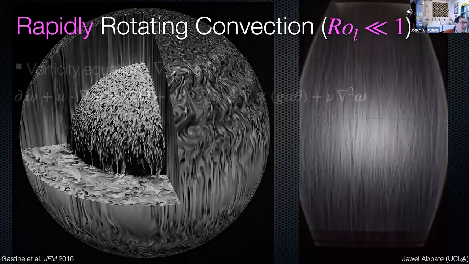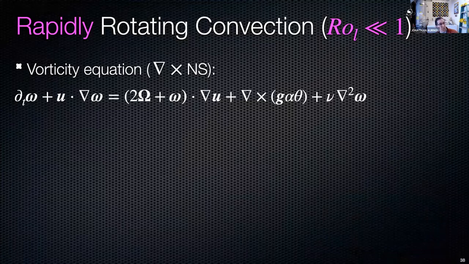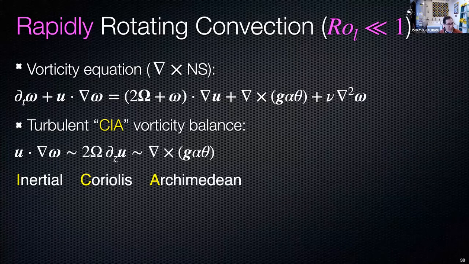Okay, so let's start to investigate this flow. In this world, we have to worry about the vorticity of the system because it's rapidly rotating. And so we'll take the curl of Navier-Stokes and look at the vorticity equation. So we have time variations in vorticity, advection, then we have vortex stretching, buoyancy torques, and the viscous term, okay? And we're going to do essentially the classic turbulent CIA vorticity balance, which has been done many times before in this system. We're going to do it as well, but we're going to do it again within our Ro_C-based framework.